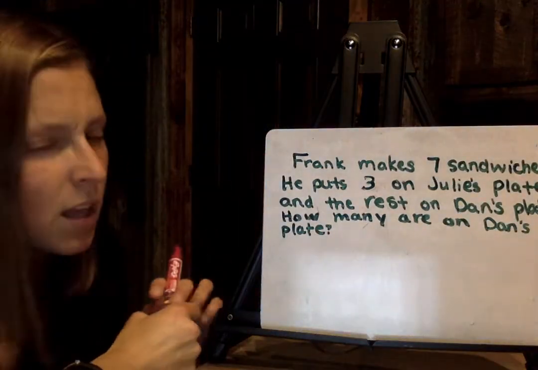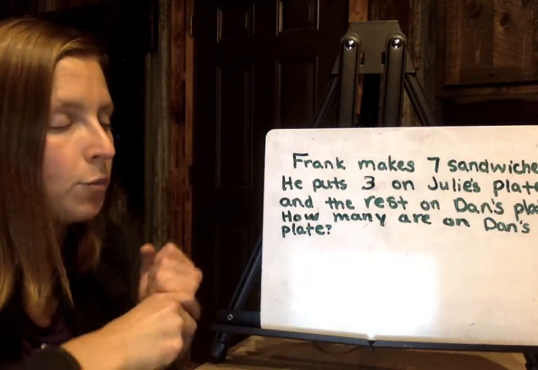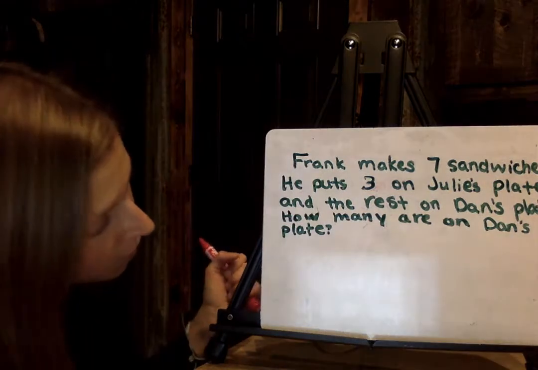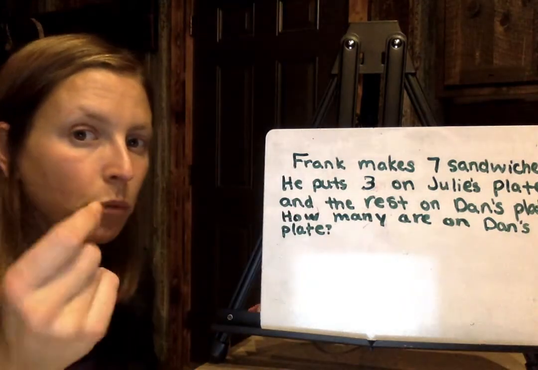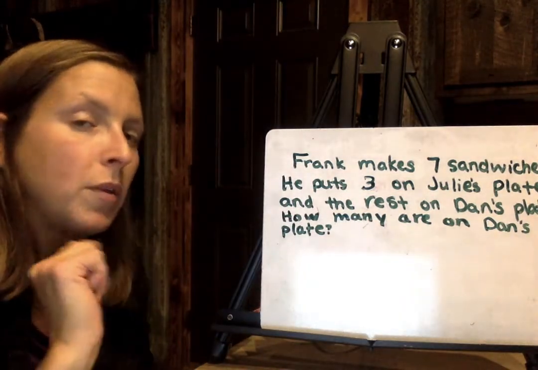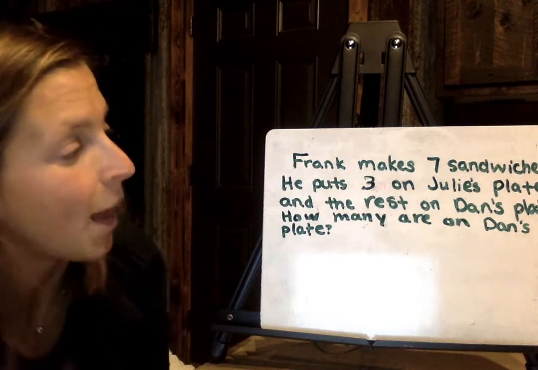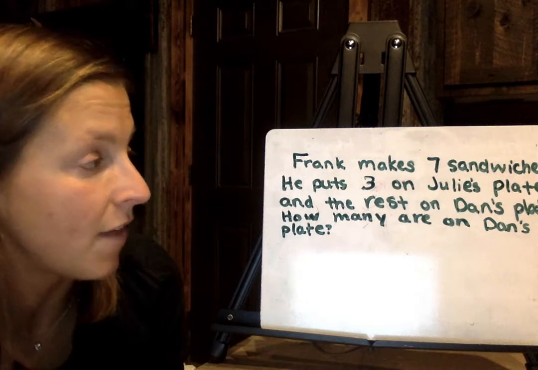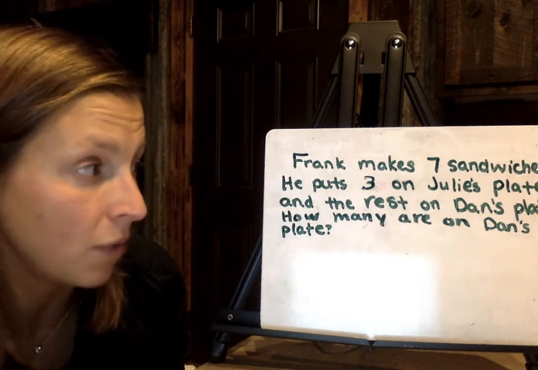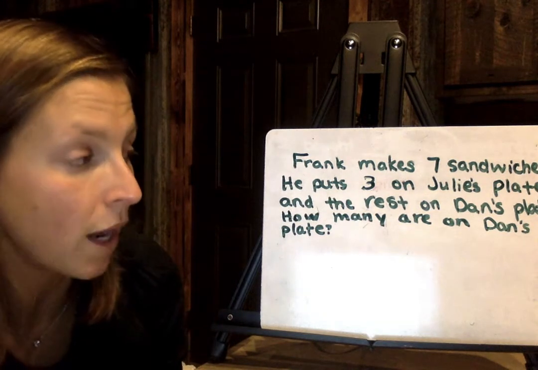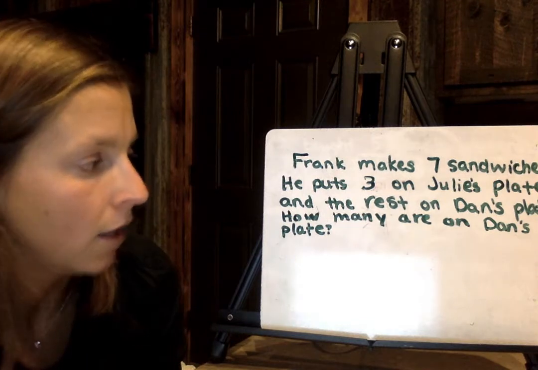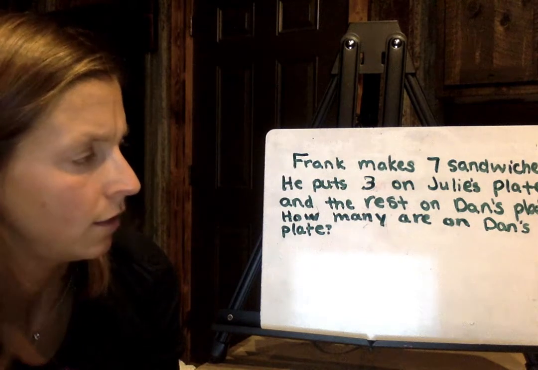All right, so this is a little bit different of a subtraction problem, but I think if you really listen to it and remember some of the basic rules, like which number would be the total, which would be the partner, I believe you'd still be able to solve it. So listen up. Frank makes 7 sandwiches. He puts 3 on Julie's plate, and the rest go on Dan's plate. How many are on Dan's plate?